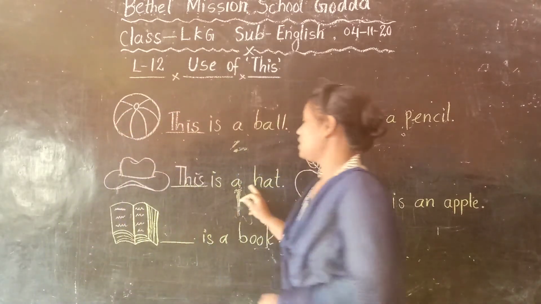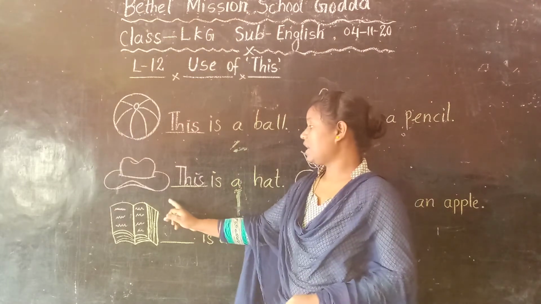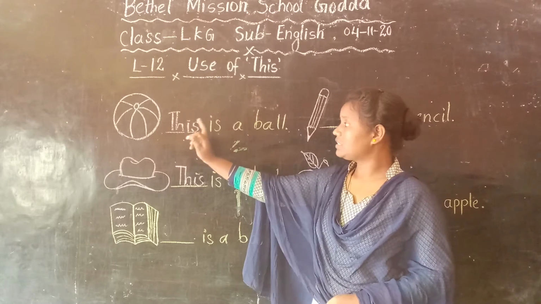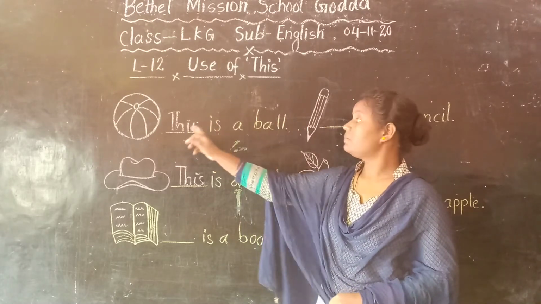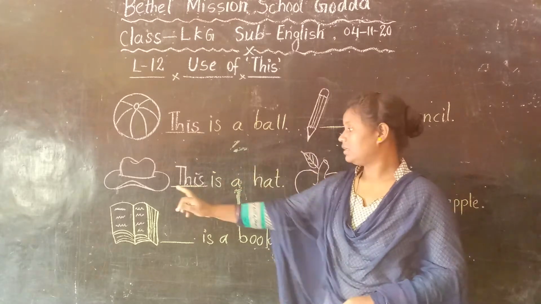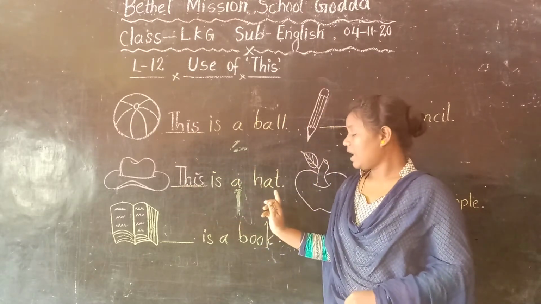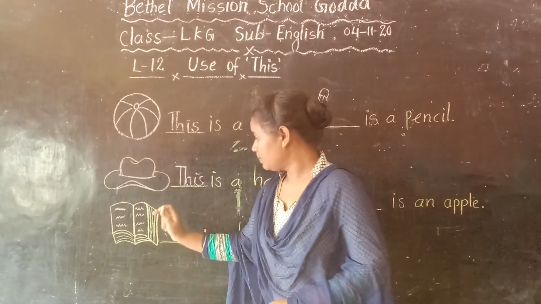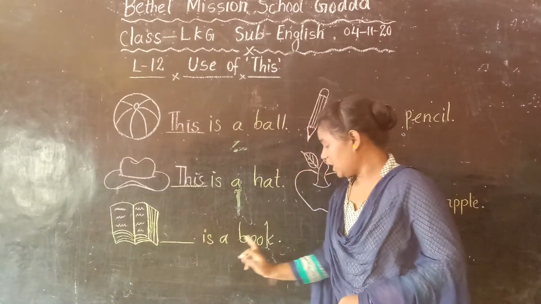This is a hat. In Hindi we will say यह एक टोपी है. Above this one we will say यह एक बॉल है. मतलब this is a ball. यह एक बॉल है. This is a hat. यह एक टोपी है.